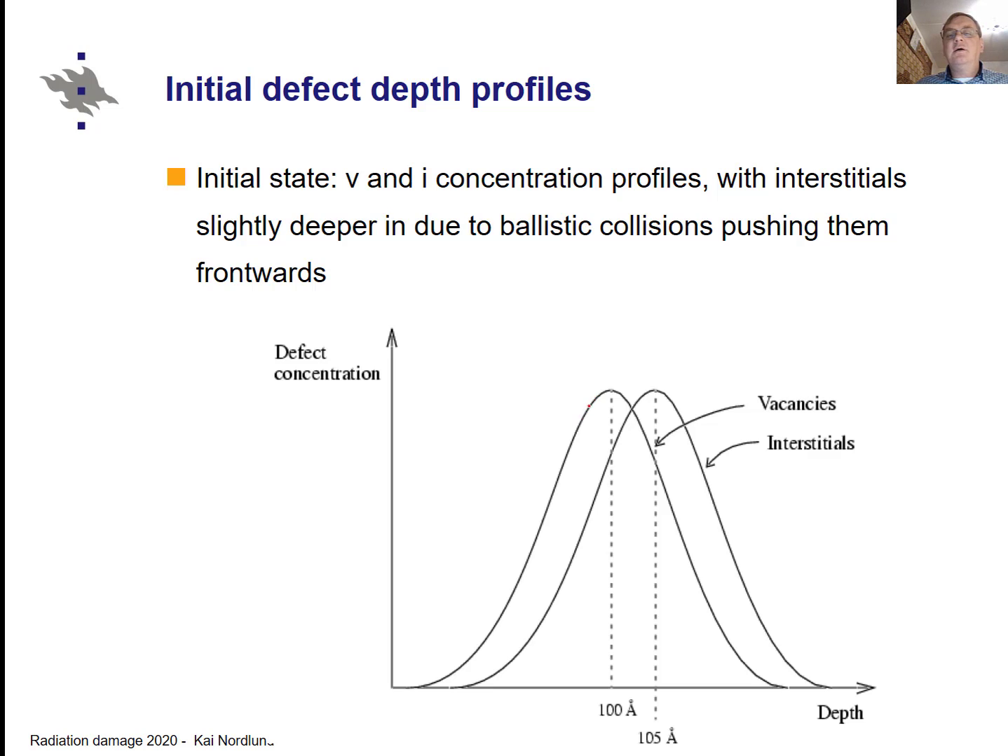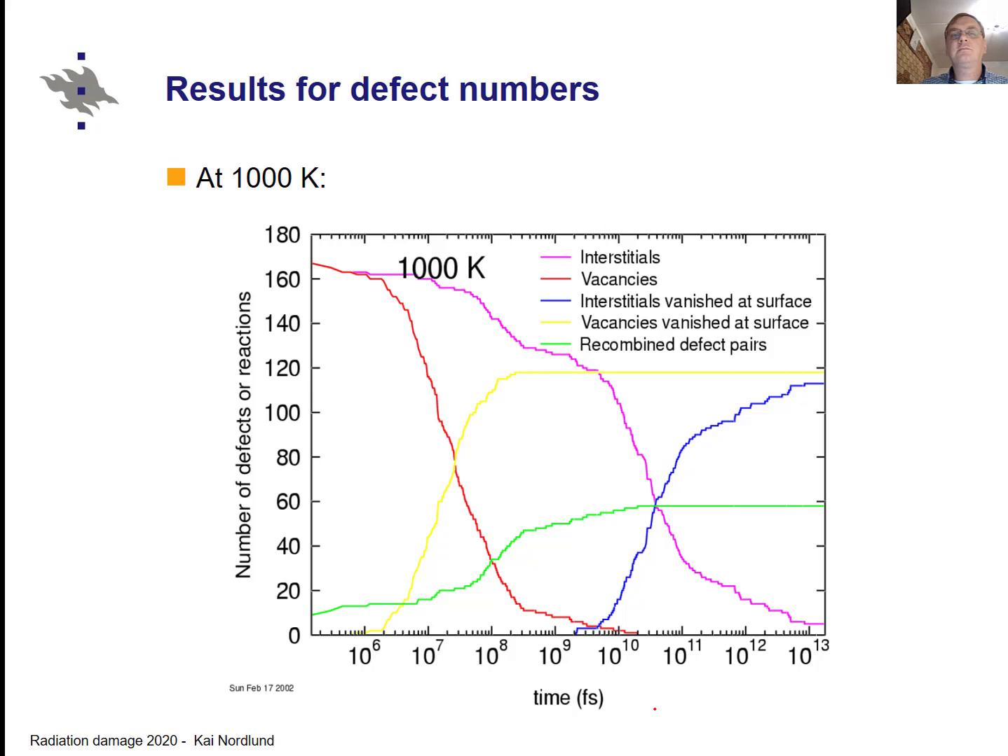In this case, the simulation was set up by putting defects in at slightly different depths because of ballistic effects, because of atoms kicking the atoms deeper in. Interstitials are expected to be somewhat closer to the surface than vacancies. And in this case, there were two depth profiles with vacancies closer to the surface than interstitials, but the difference was only 5 angstroms. And then running a KMC simulation, one can see what happens.